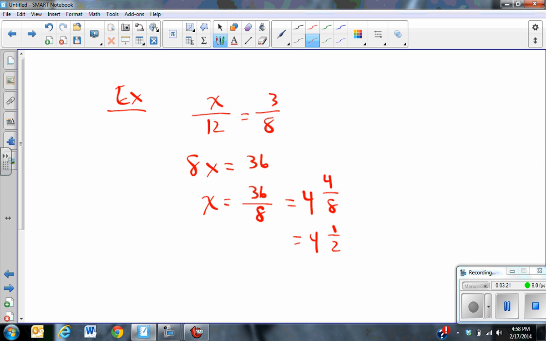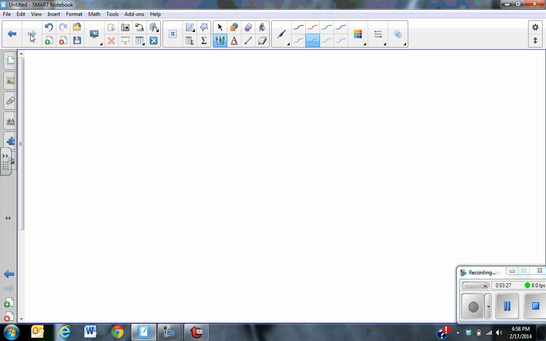Okay, let's see. One more example here. Okay, so let's say we want to solve 5 is to 12 as x is to 36. All right, well, we can get out our calculators. That's one way to do it. So let's do it by using cross products. Actually, let's do it the easier way first.